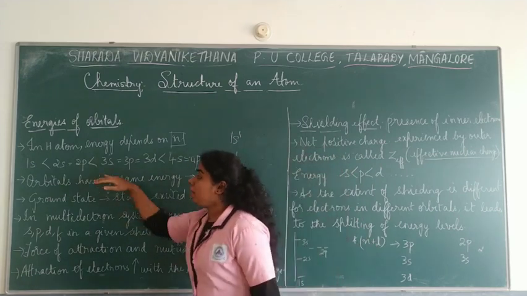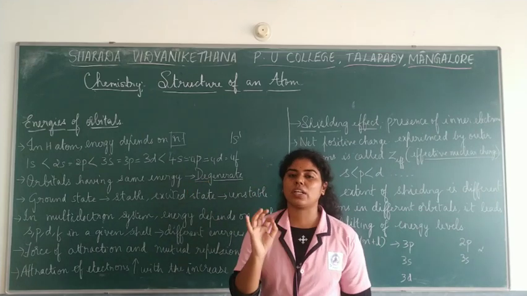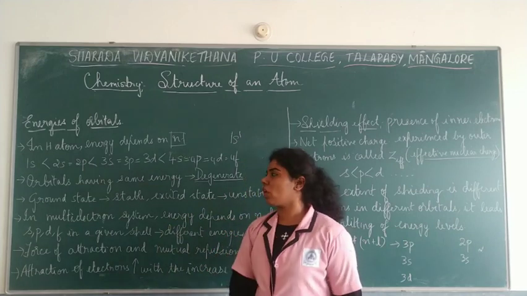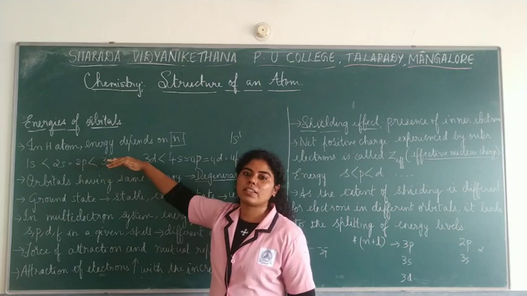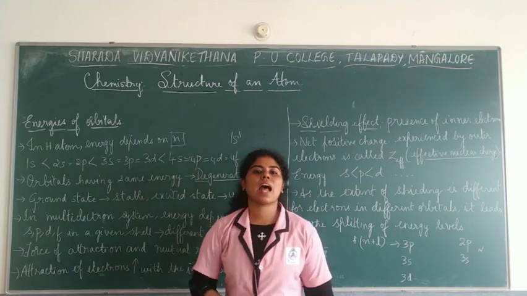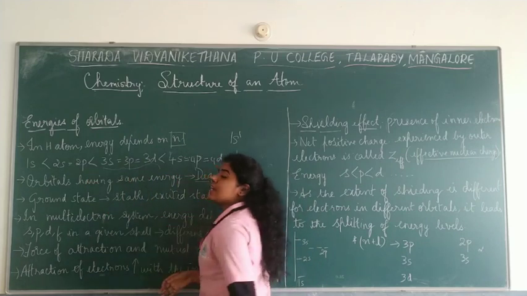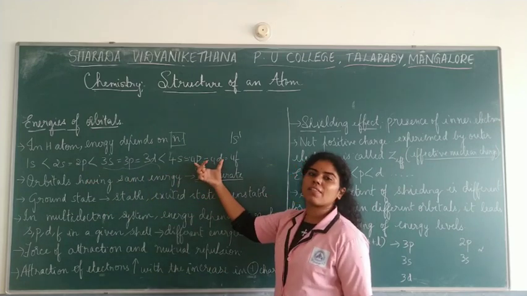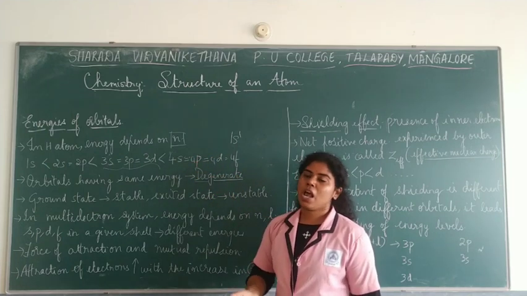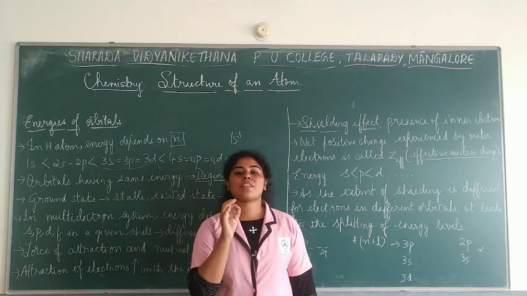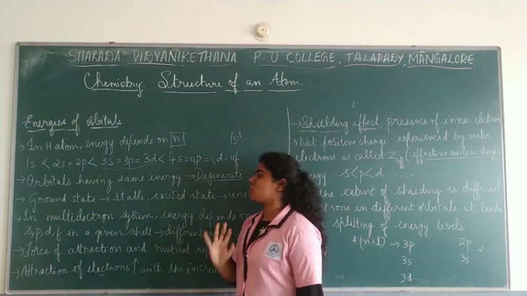Now, orbitals having the same energy are called degenerate orbitals. If you are talking about the third shell, energy level 3, all these orbitals have the same energy, and that is why together they are called degenerate. In energy level 4, all these have the same energy, and that is why they are called degenerate. So the orbitals which have the same energy are called degenerate orbitals. Just remember this term, degenerate.